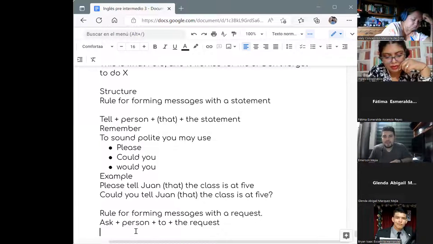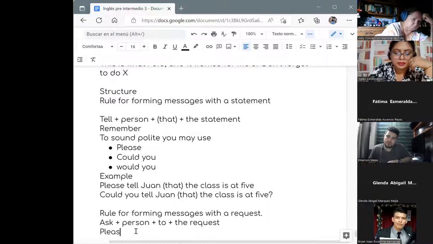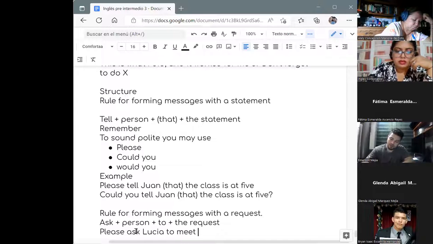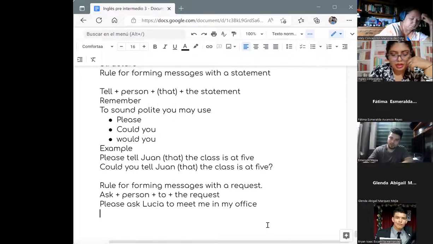And the first one we have, please ask Lucia to meet me at my office. And the last one, could you ask Lucia to meet me in my office?